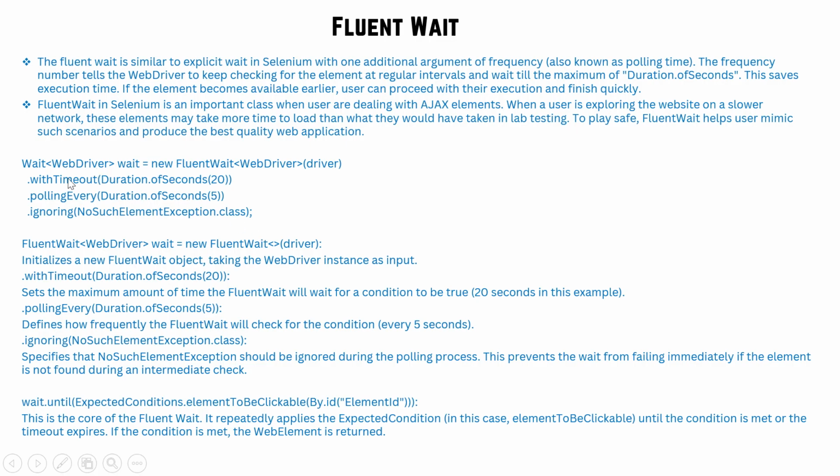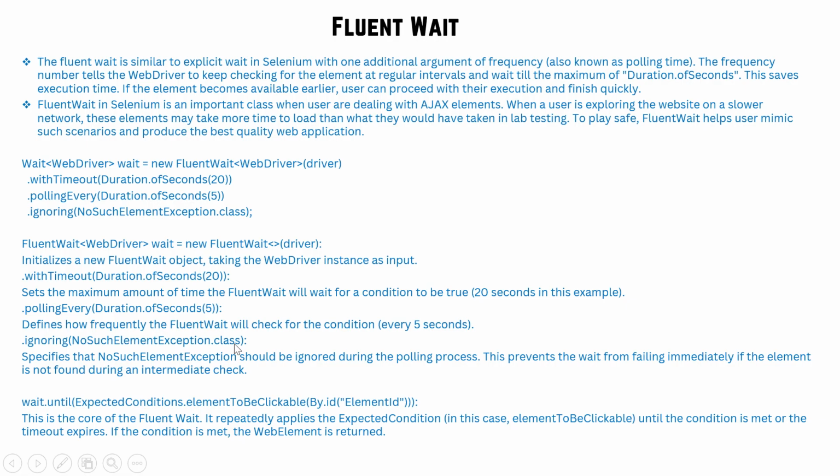Instead of WebDriver wait, where you give a timeout, here you give the polling time too: the total time, and how often, in seconds, you want to repeat that operation. So here you could see: Wait, fluent wait, new FluentWait driver. We need to initialize the fluent wait object taking the WebDriver instance. You need to give the time duration, setting the maximum amount of time the fluent wait will wait for a condition to be true. Here we have given 20 seconds. After that, polling every 5 seconds, which defines how frequently the fluent wait will check for the condition.